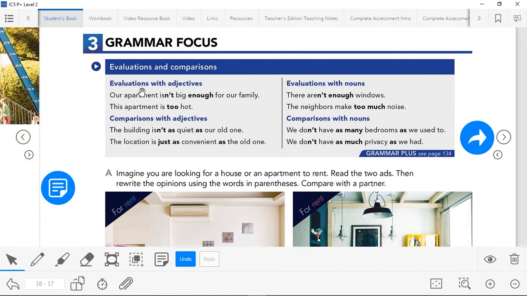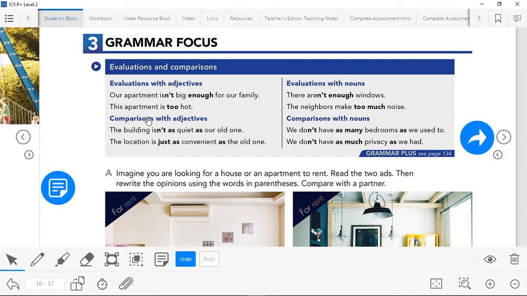Okay, evaluations and comparison. Let's see first the evaluations with adjectives. Our apartment is not big enough for our family. So what we say? We say that this apartment is not big enough. We're talking just about one thing because it's an evaluation.